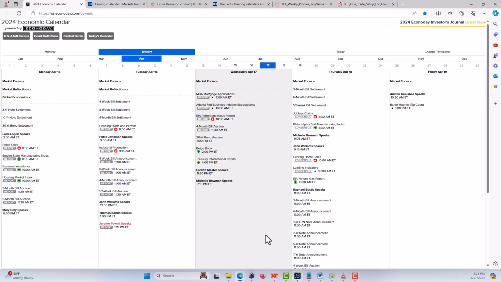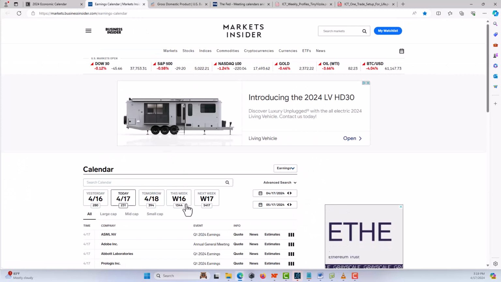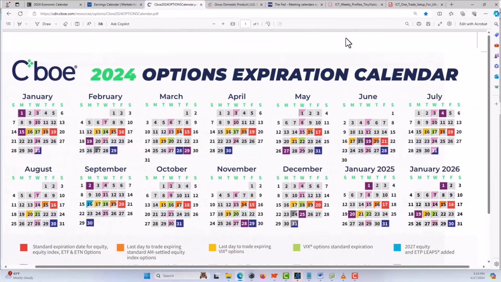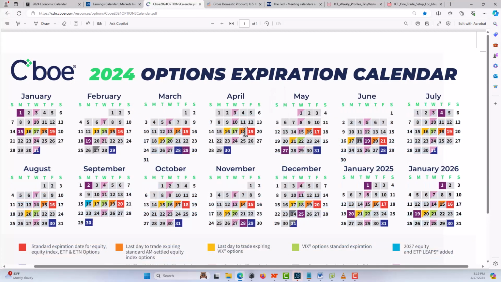By the way, it is April 17, 2024, Wednesday today, and we are in week 16. We are in the third week of the second quarter. Very interesting.